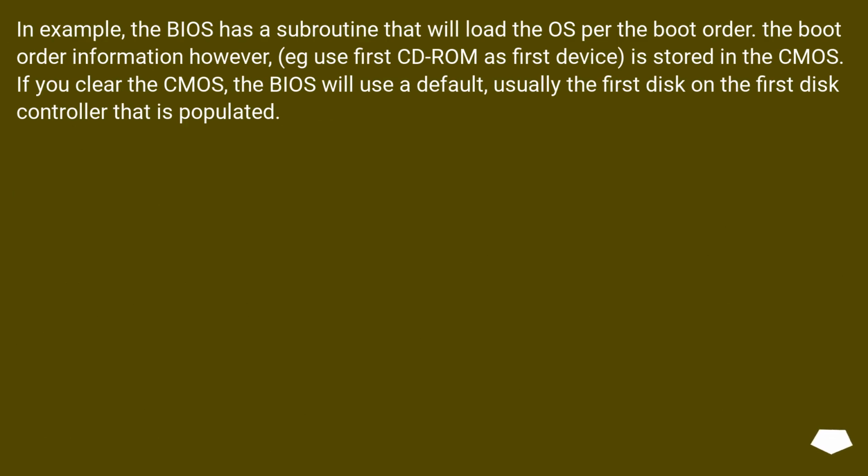An example: the BIOS has a subroutine that will load the OS per the boot order. The boot order information, however, e.g. use first CD-ROM as first device, is stored in the CMOS. If you clear the CMOS, the BIOS will use a default, usually the first disk on the first disk controller that is populated.